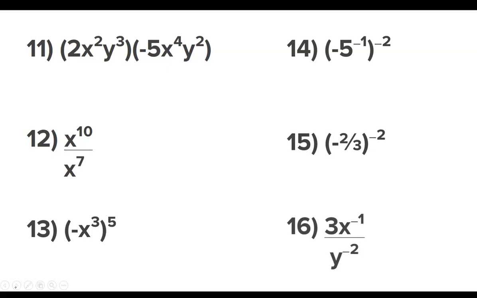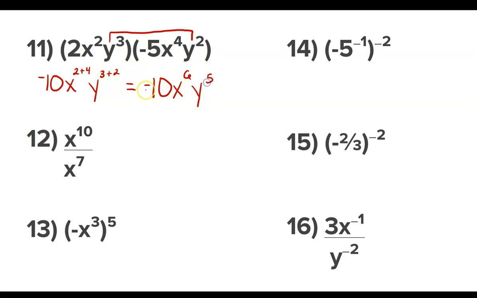Okay, next few problems. Feel free to pause the video and try these on your own at any point. Okay, so for number 11, we're going to combine what we can. We have 2 times a negative 5 is a negative 10. Then we have x squared times x to the 4th, and I know that we add those, so 2 plus 4 will be 6. And then we have y to the 3rd times y squared. So we'll have 3 plus 2. So this simplifies to be a negative 10x to the power of 6, y to the power of 5.